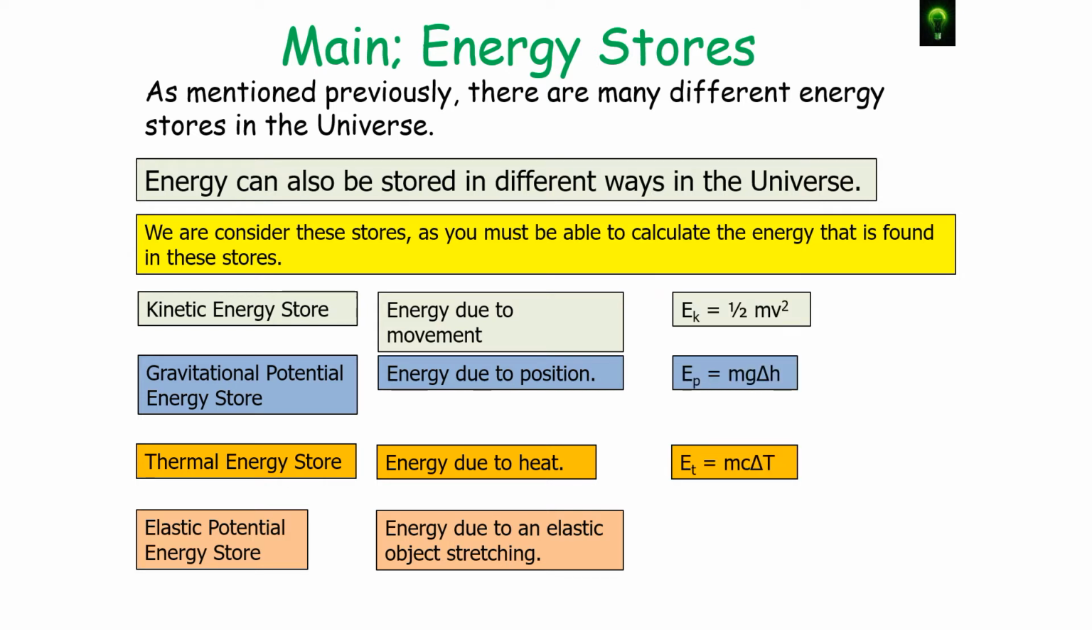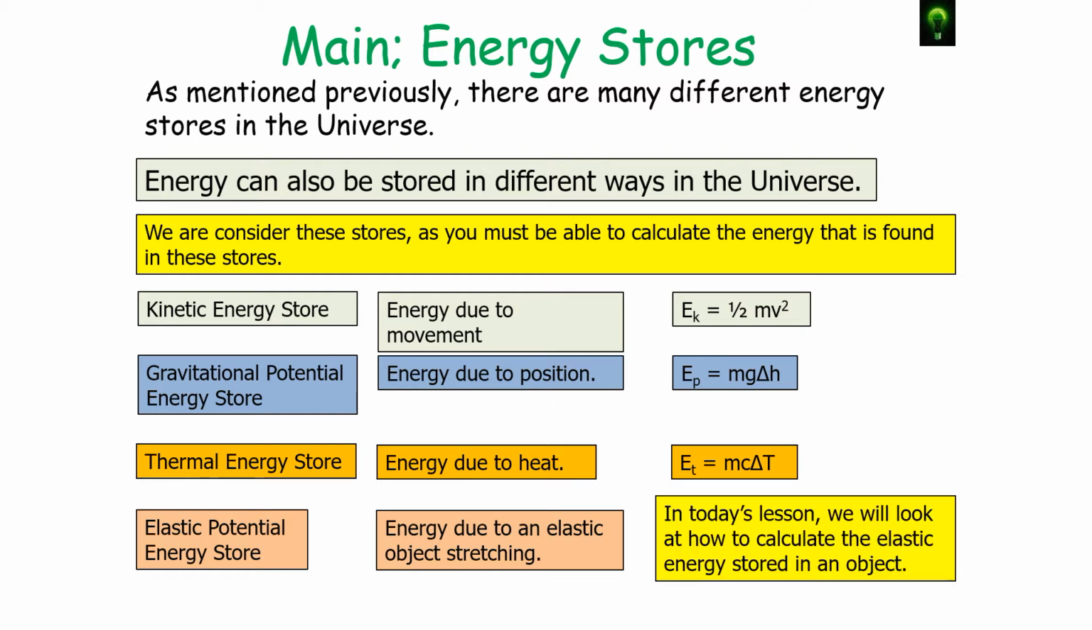We can work out the energy in the kinetic energy store with the equation: kinetic energy is equal to 1/2 times mass times velocity squared. We can work out the gravitational potential energy store with the equation: gravitational potential energy is equal to mass times gravity times change in height. And we can work out the energy in the thermal energy store with the equation: thermal energy is equal to mass times specific heat capacity times change in temperature. But in today's lesson we're going to look at how to calculate the elastic energy stored in an object.